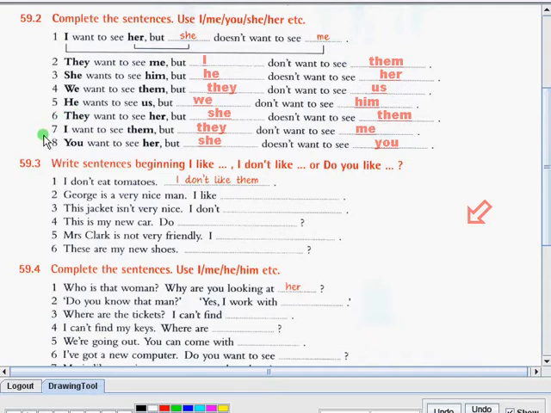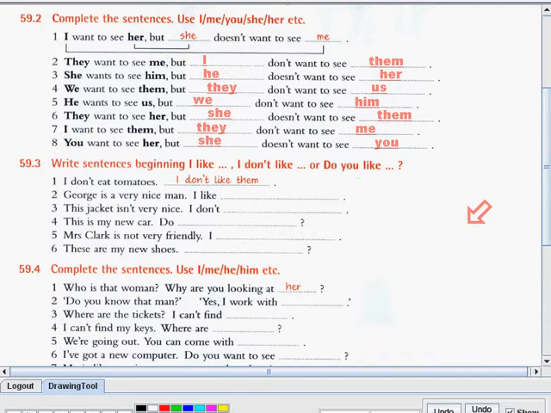7, I want to see them, but they don't want to see me. They is the subject pronoun for them, and then me is the object pronoun for I. And the last one, number 8, you want to see her, but she doesn't want to see you. She is the subject pronoun for her, and then you is also the object pronoun for you.